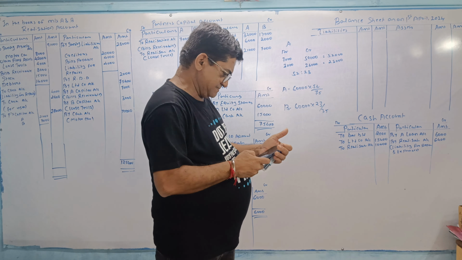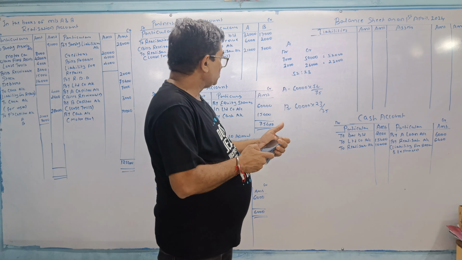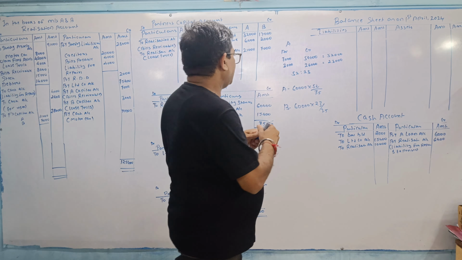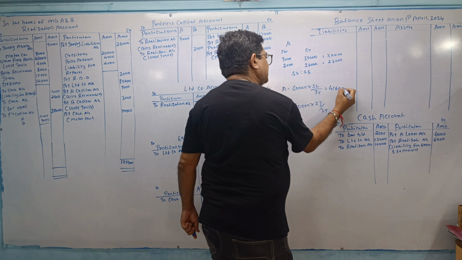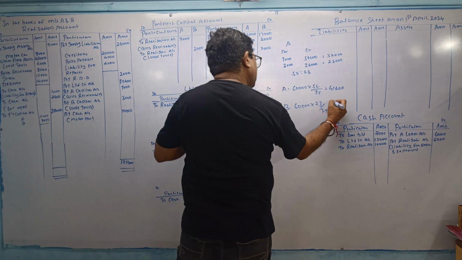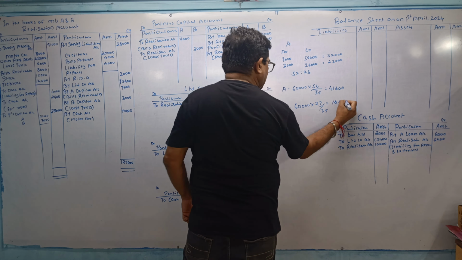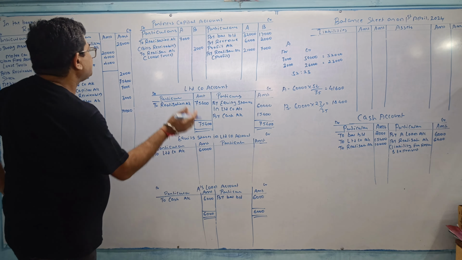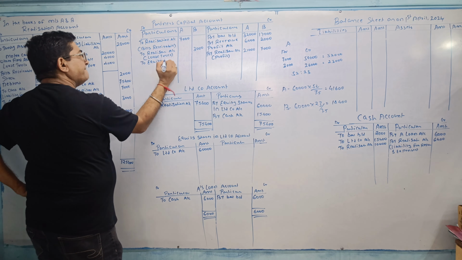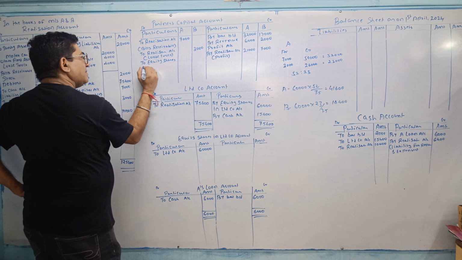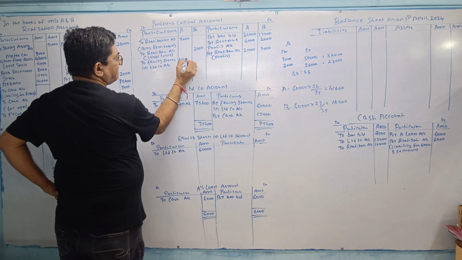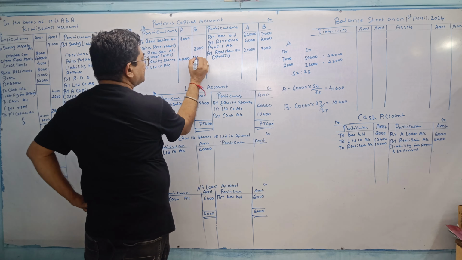So 60,000 into 52 divided by 75 equal to 41,600. ए को मिलेगा 41,600 के शेयर्स और बाकी का 18,400 का शेयर्स मिलेगा बी को. सो पार्टनर्स कैपिटल अकाउंट डेबिट टू इक्विटी शेयर्स इन लिमिटेड कंपनी अकाउंट. यहाँ पे आएगा टू इक्विटी शेयर्स in limited company account 41,600 and 18,400.